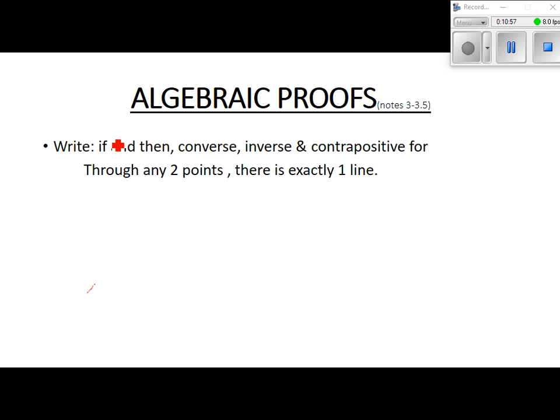Walk up here, grab the notes. There's also some examples on another sheet. Grab that sheet. Both of them will go into your binder.